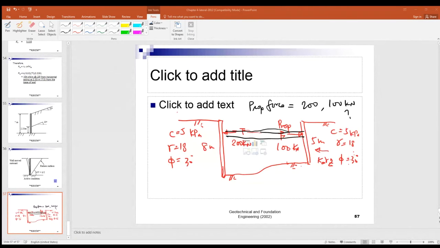And sometimes, in Hong Kong, at the top of the slope, you may have some buildings, or you may surcharge the slope by stockpiling construction material or anything, right, on the top of the slope. So you are surcharging it. So you are loading on it. That will also constitute another important cause of slope instability.